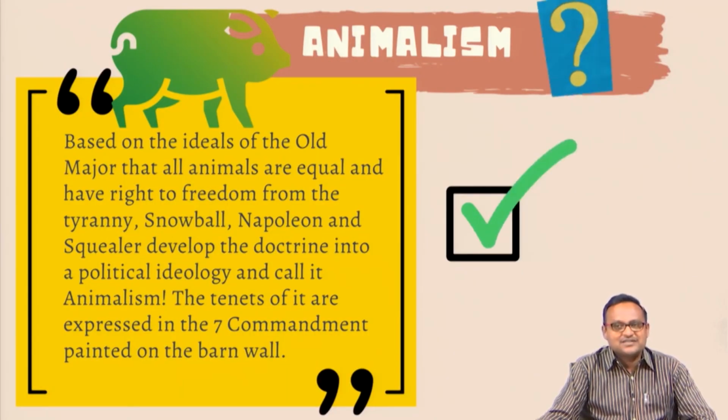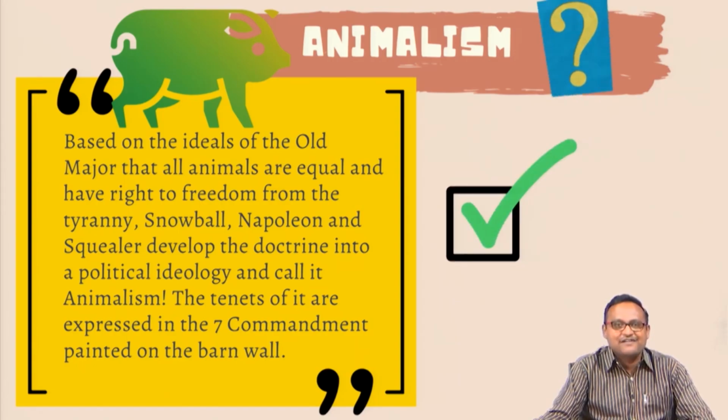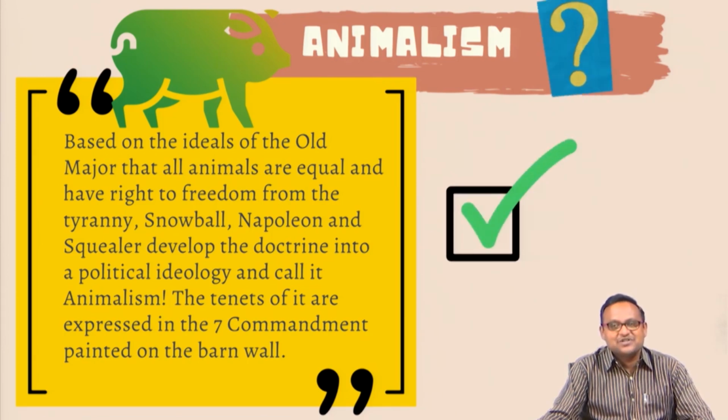So, if you ask a question, supposing there is a question, what do you mean by animalism? You can simply say that animalism is a doctrine, a philosophy based on the ideals of the old Major, that all animals are equal and have the right to freedom from tyranny. Snowball, Napoleon, Squealer, under the leadership of pigs, develop a philosophy or doctrine into a political ideology and simply call it animalism. The tenets of this doctrine are expressed beautifully and pithily in the 7 commandments painted on a barn wall. So, this is animalism. Okay.